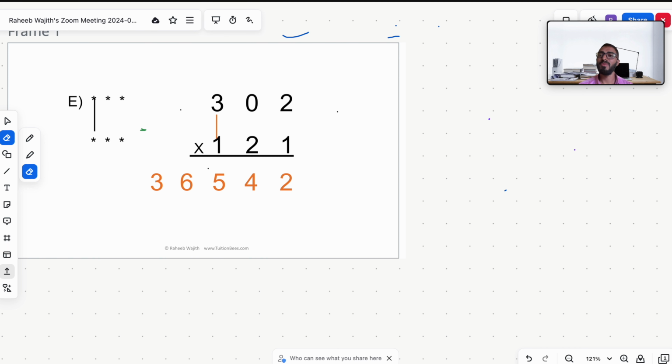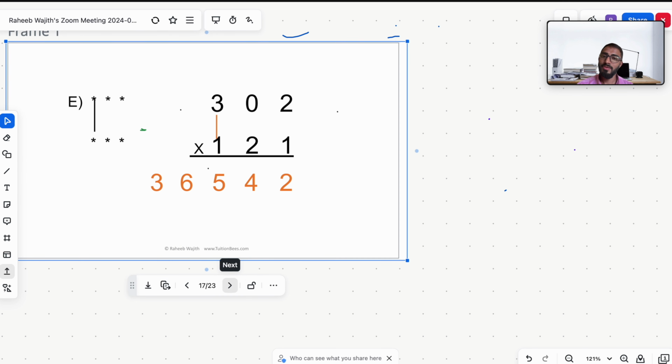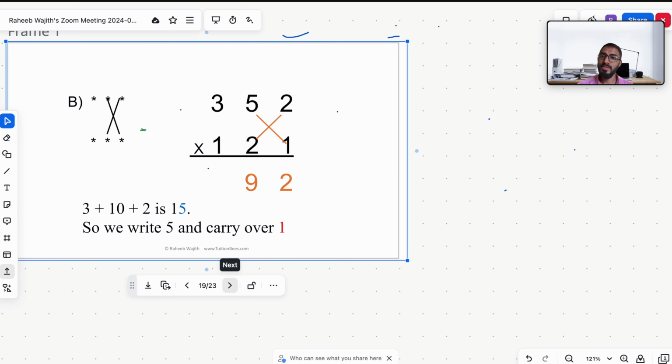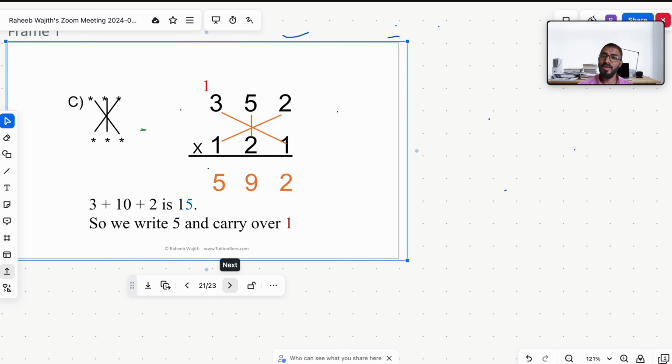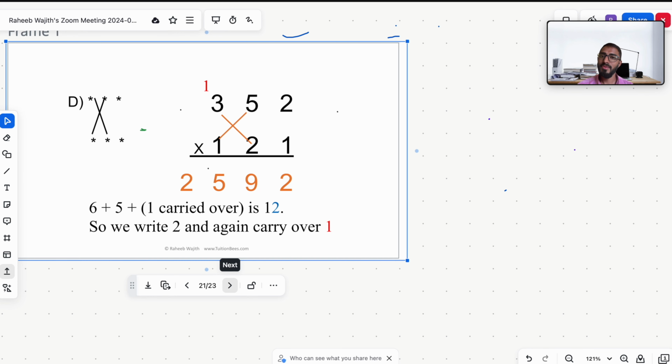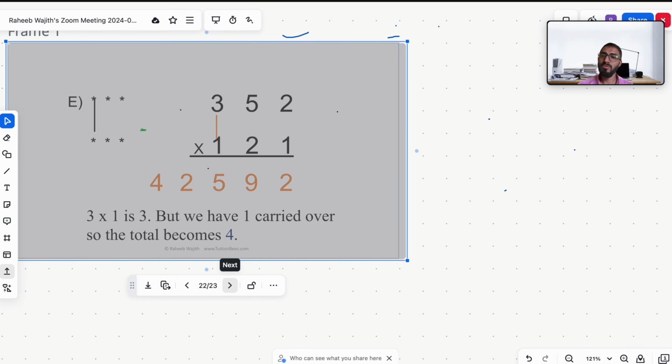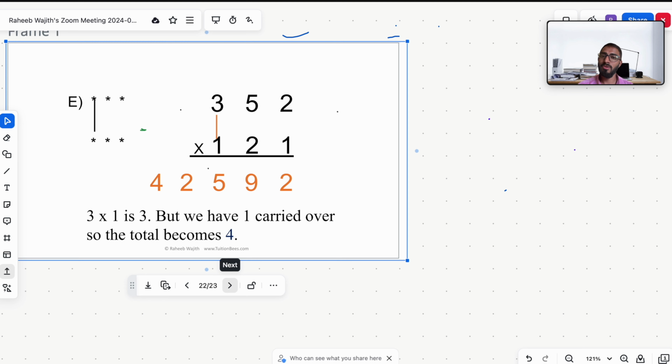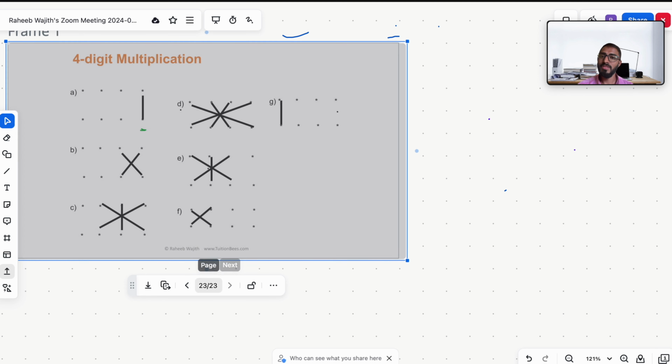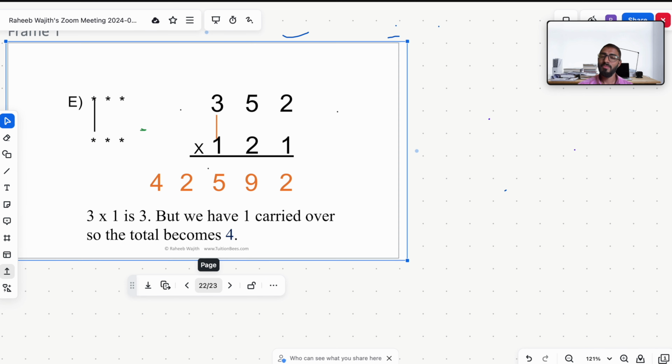And the center step will be what? A big capital X followed by small x. Yes, you could try different numbers with this method. And we will see one more sum before we get on, before I teach you 4 into 4 digit multiplication.